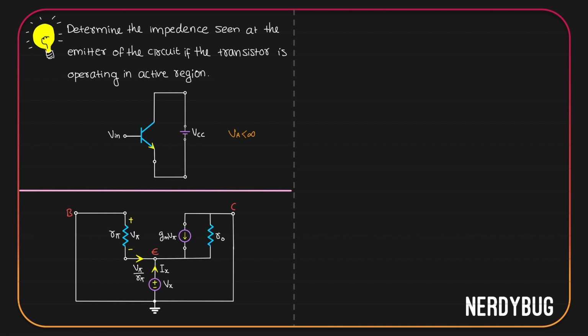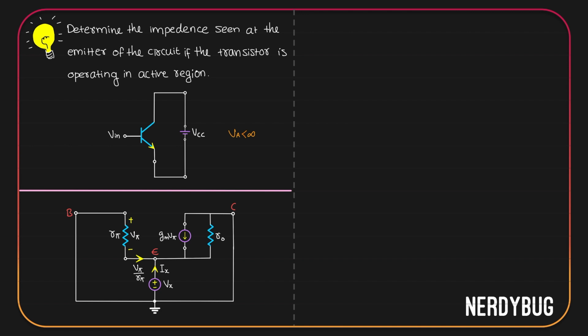Remember, we applied KCL at the emitter load. Earlier, these were the currents we had to take into consideration. V pi by R pi in this direction, Ix in this direction, and Gm V pi in this direction. But right now, we'll have one more current that is coming from R naught. So we'll have to find out what is that current. R naught is connected between the collector and the emitter. So the potential across it is VCE. That means current through it will be VCE divided by R naught. The only problem is we do not know what is VCE. Then how will we do the analysis?